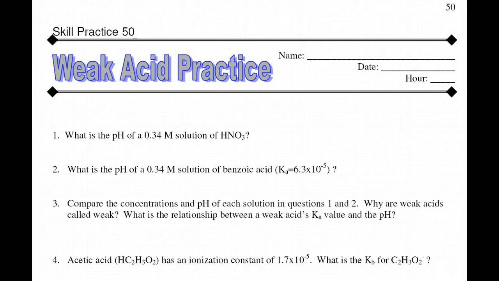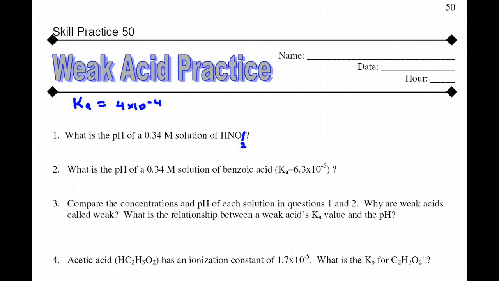This video is for the skills practice 50. For number 1, what is the pH of a 0.34 molar solution of HNO3? This is actually supposed to be HNO2. The Ka value that we would get from the back of the packet is that the Ka for HNO2 is equal to 4 times 10 to the power of negative 4.